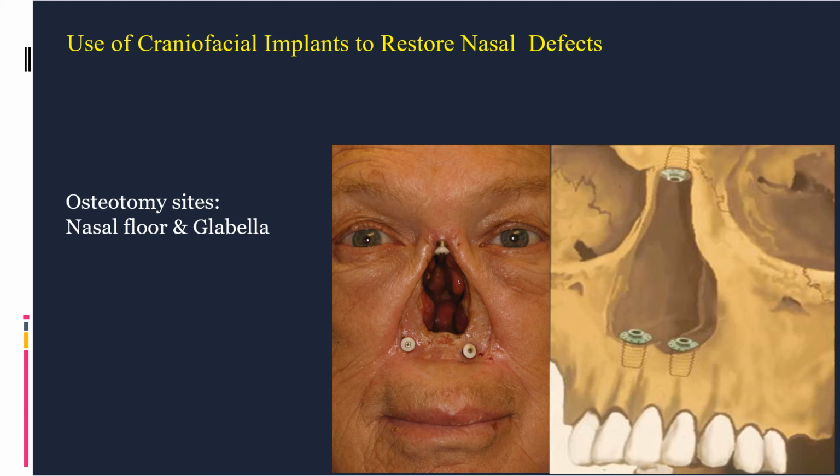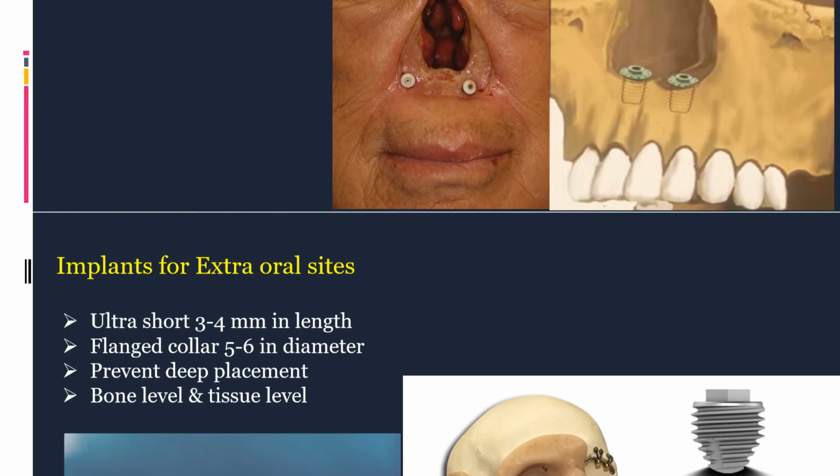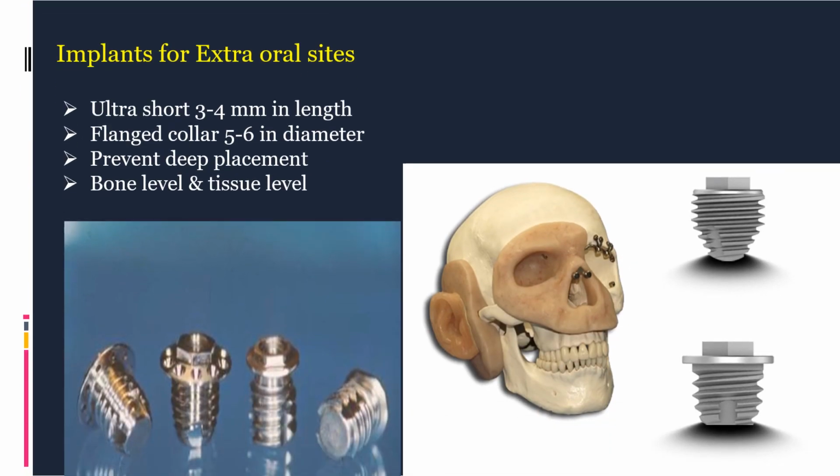Use of craniofacial implants to restore nasal defects is becoming very popular. The osteotomy site: 2 implants in the nasal floor and 1 implant in the glabella. Implants for extraoral sites are designed for delicate facial bones. These ultra-short length implants are standardized at 3 to 4 mm. They come with a flanged collar portion 5 to 6 mm in diameter. This is to prevent deep placement in critical regions.